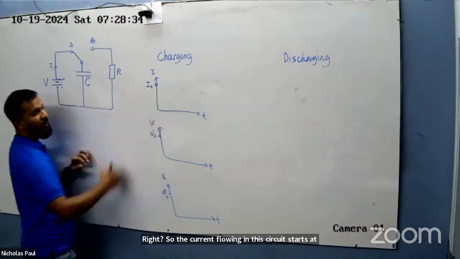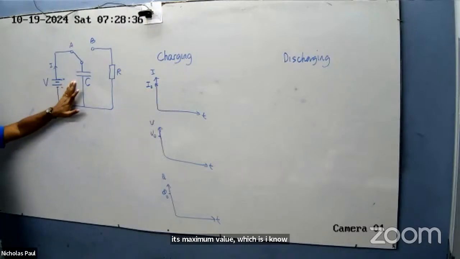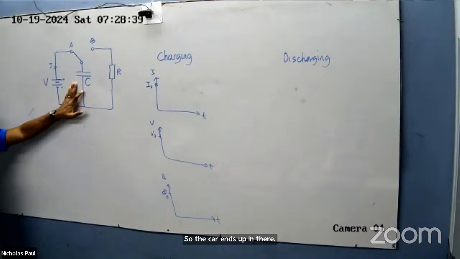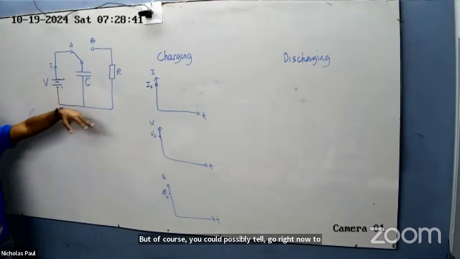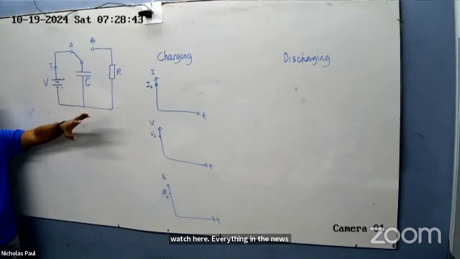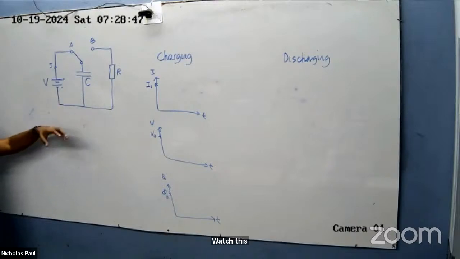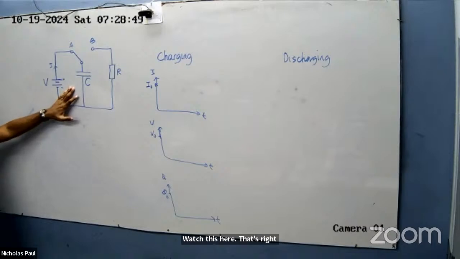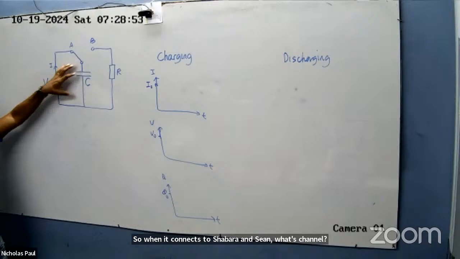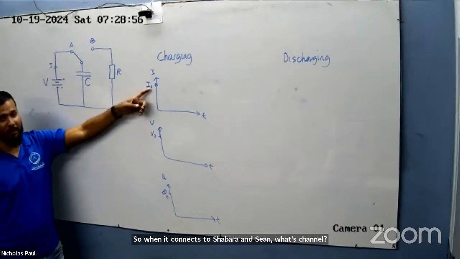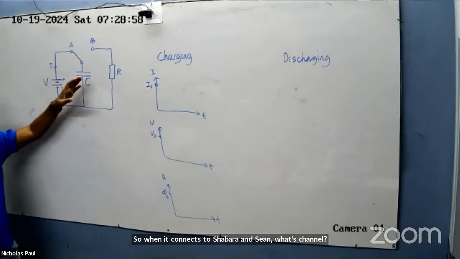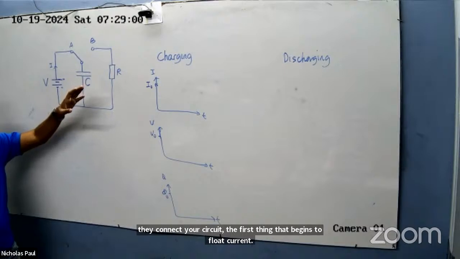Right? So the current starts in there. But across the capacitor, though, do watch here. Everything in the notes is just a sketch diagram, right? Watch this here, because you have to be able to reproduce and explain this. When you connect the circuit, the first thing that begins to flow is current, so electrons start making their way across the circuit.